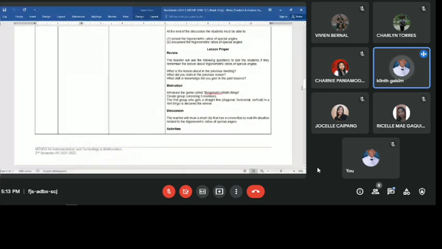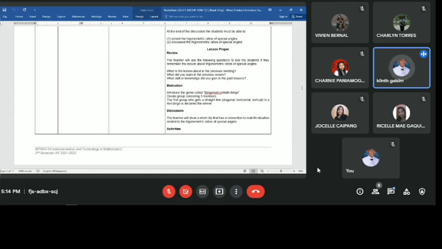And for our lesson proper, we will review. The teacher will ask the following questions to see if the students remember the lesson about trigonometric ratios of special angles. What is the lesson about in the previous meeting? What did you learn in the previous lesson? What skill or knowledge did you learn or gain in the past lesson?